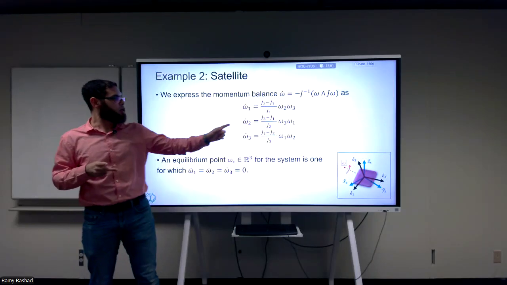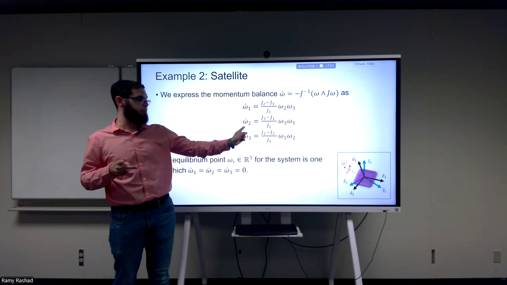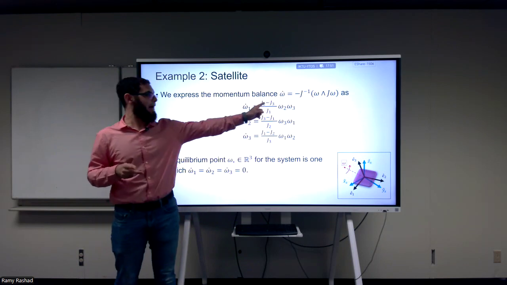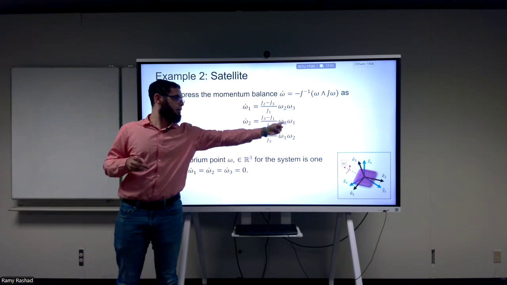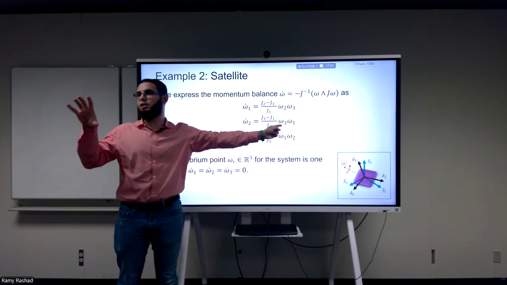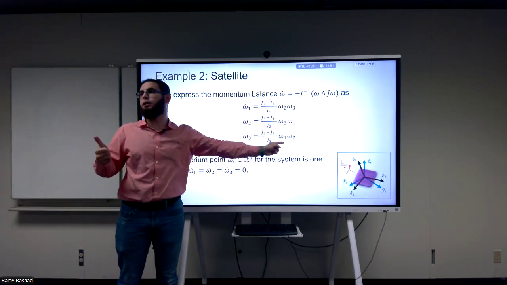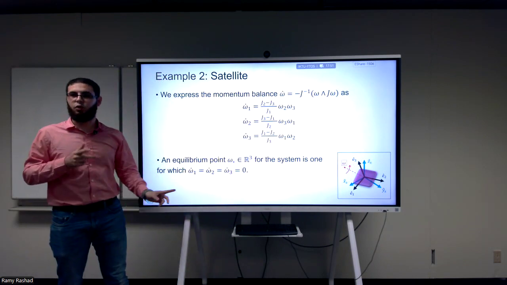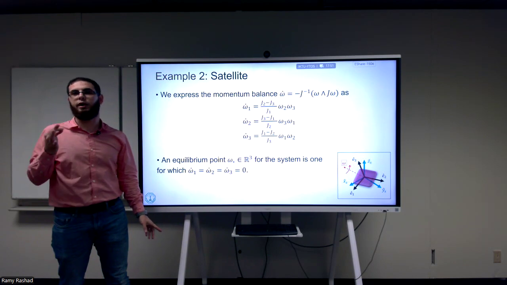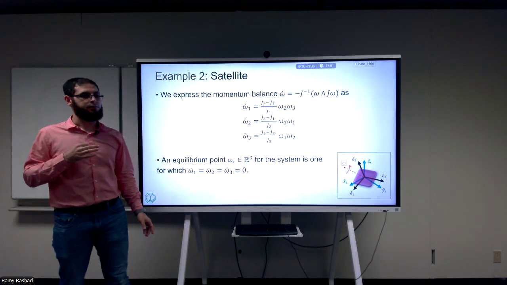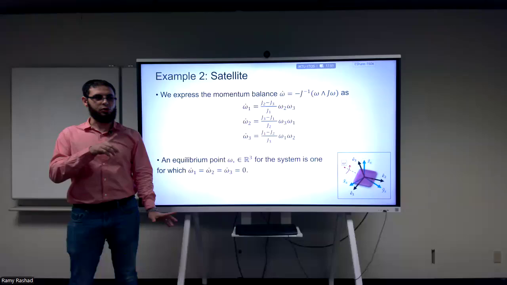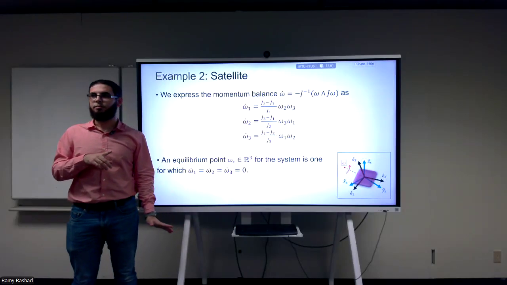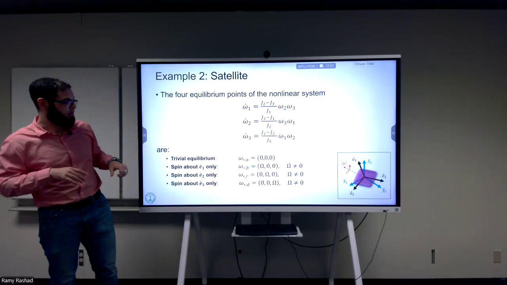0, 0, 0, right? So if I substitute this to be 0 and this to be 0, whatever the solution of these three equations together means that omega 1 is equal to 0, omega 2 is equal to 0, and omega 3 is equal to 0. That's correct, but incomplete. There are three more equilibrium points. Each of them to be 0 and others are not 0. Not correct. Almost there. You have four equilibrium points.